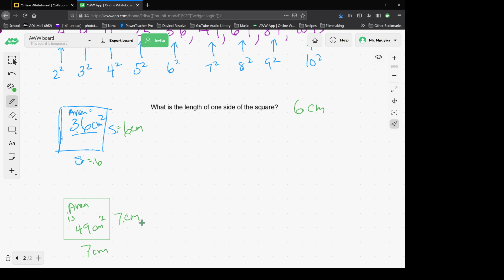Anyway, that's it. I'm going to give you your homework. It's going to be page 437. Homework is page 437 through 439, odds. And again, I'm going to post this on PowerSchool for you guys to take a look at.